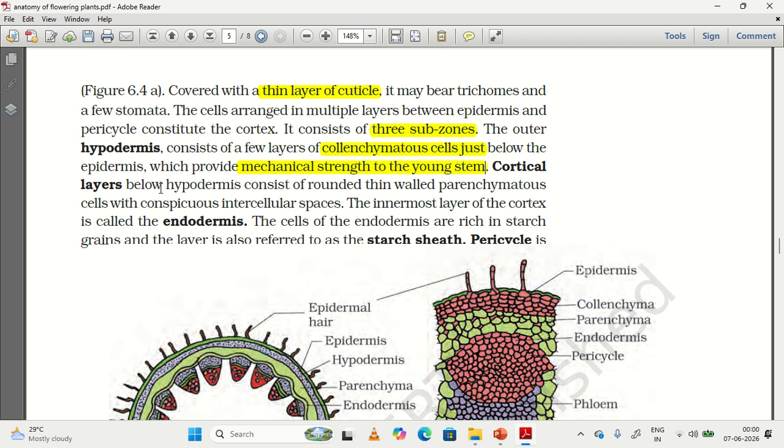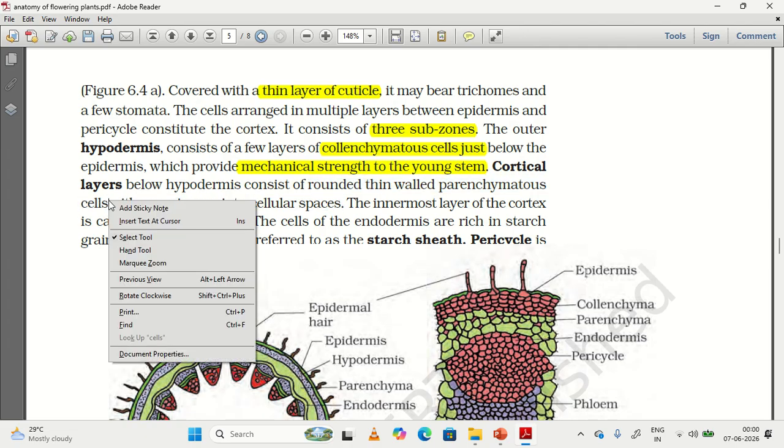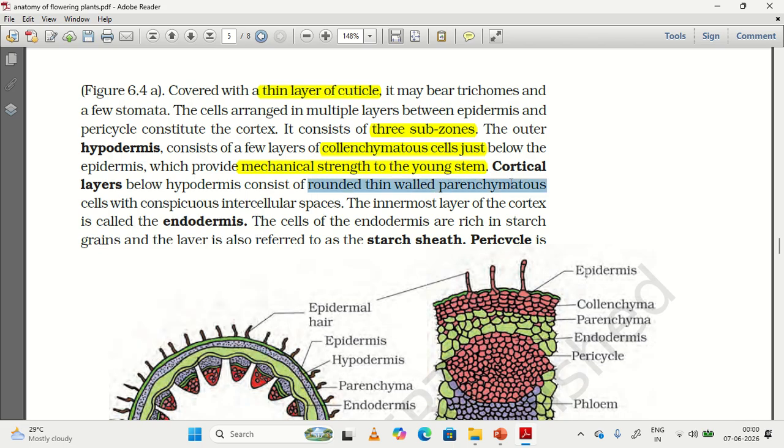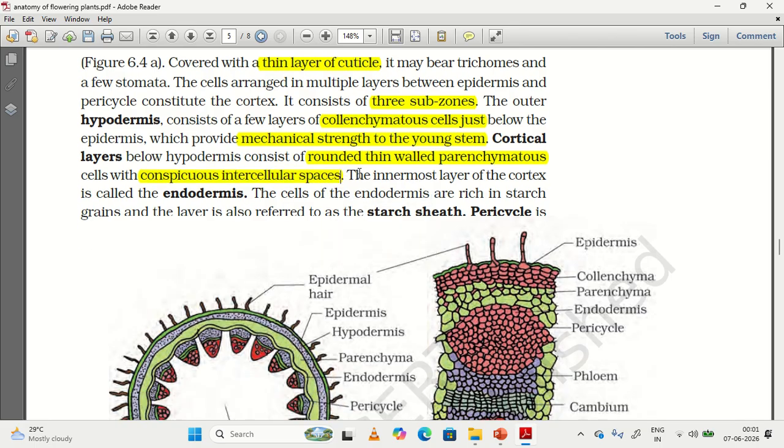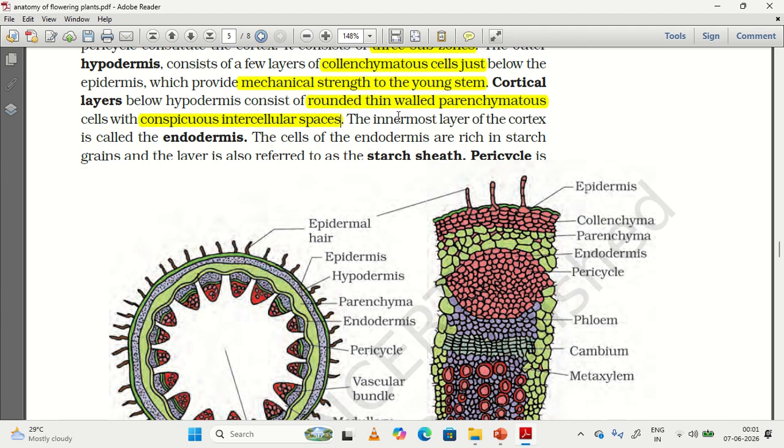Next is the cortical layer below the hypodermis. It has rounded thin-walled parenchymatous cells with conspicuous intercellular spaces. So you can see clear intercellular spaces. And below this cortical layer, you will have the innermost layer made up of the endodermis, which is rich in starch grains. Hence, this layer is known as the starch sheath.